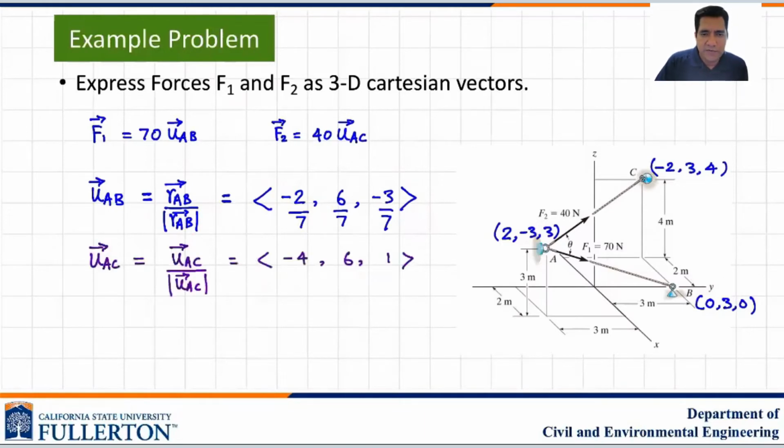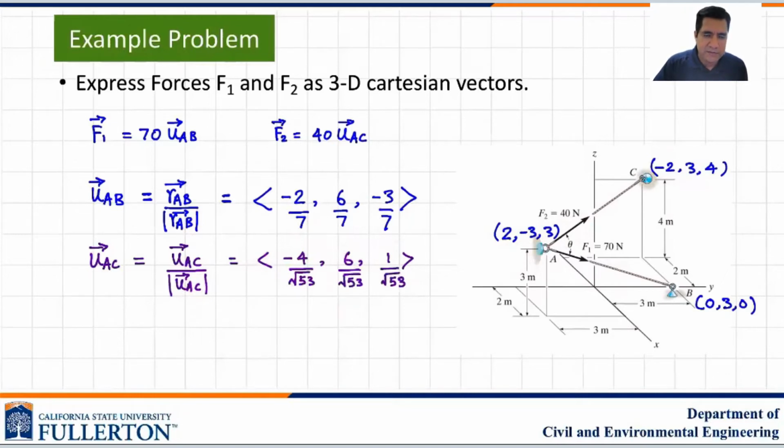To get UAC, we will follow the same process. This is the position vector from A to C. Now, to get the magnitude, we will again square each of the terms: 16, 36, plus 1, add them together is 53. So now to write the unit vector, we need to divide each term by the square root of 53. So these are the two unit vectors.